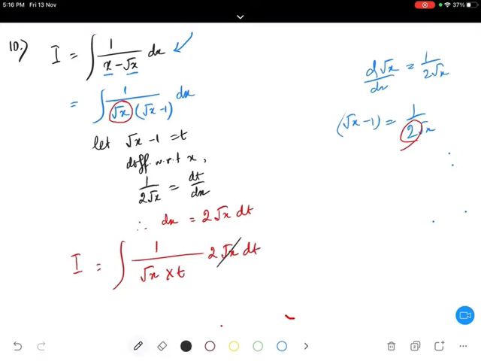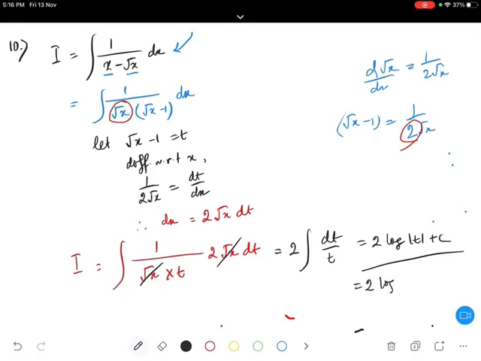Chalo, root x out, this 2 will come out. So we have integration of dt by t, and that is what? 2 log t plus c. That's my answer. Am I clear? Actually, that's not my answer. We have to replace the t with root over x minus 1. Yes or no? Am I clear? Very much. Acha, question number 11.